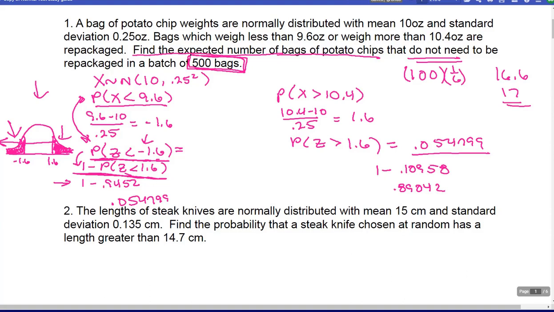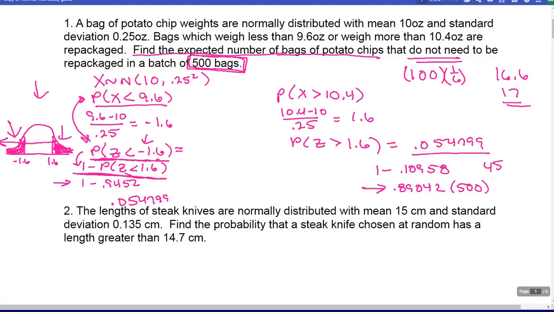This is the way it works. If I know the probability of something happening, and it's going to happen a number of times, all I got to do is multiply the number of times by my probability. Every time I pick up a bag, I ask myself the question, is it repackaged or not? What's the probability of it not being repackaged? 0.89042, right? All I got to do is multiply that times 500. Now, what do you get when you do that? 445.21.